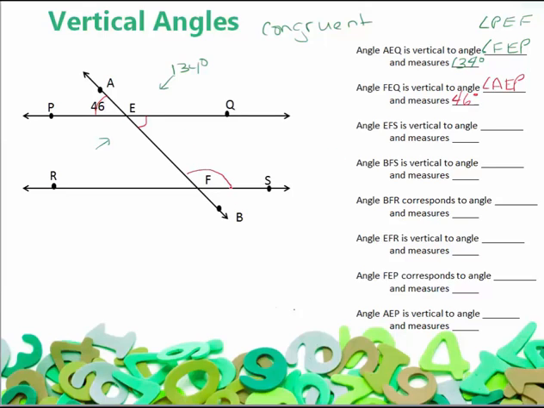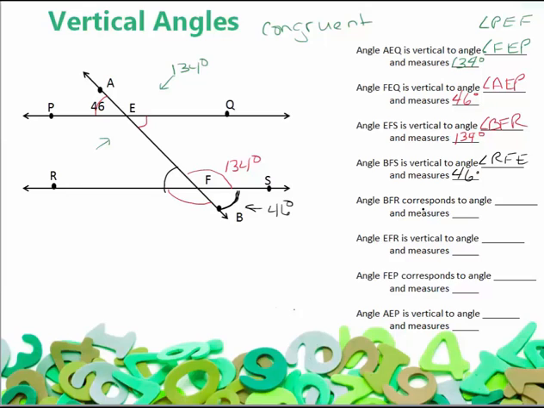EFS, this angle, is vertical to what angle? Did you guess BFR? If you did, you'd be correct. In the previous slide, we knew that this was 134 degrees because it was corresponding angles. This is 134 degrees, so vertical angle BFR is also 134 degrees. BFS, this angle, I just marked in black, must be 46 degrees because we have a straight line. Straight lines equal 180. Once I know that angle BFS is 46 degrees, I also know that angle RFE is going to also be 46 degrees because they're vertical angles.